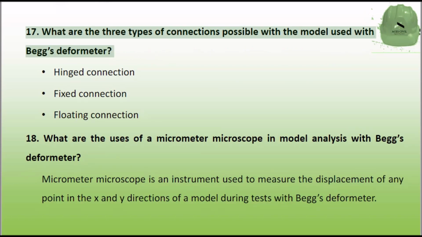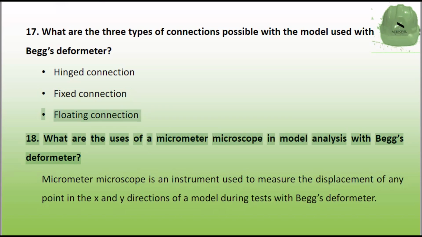What are the three types of connections possible with the model used with Begg's deformeter? Hinged connection, fixed connection, floating connection.